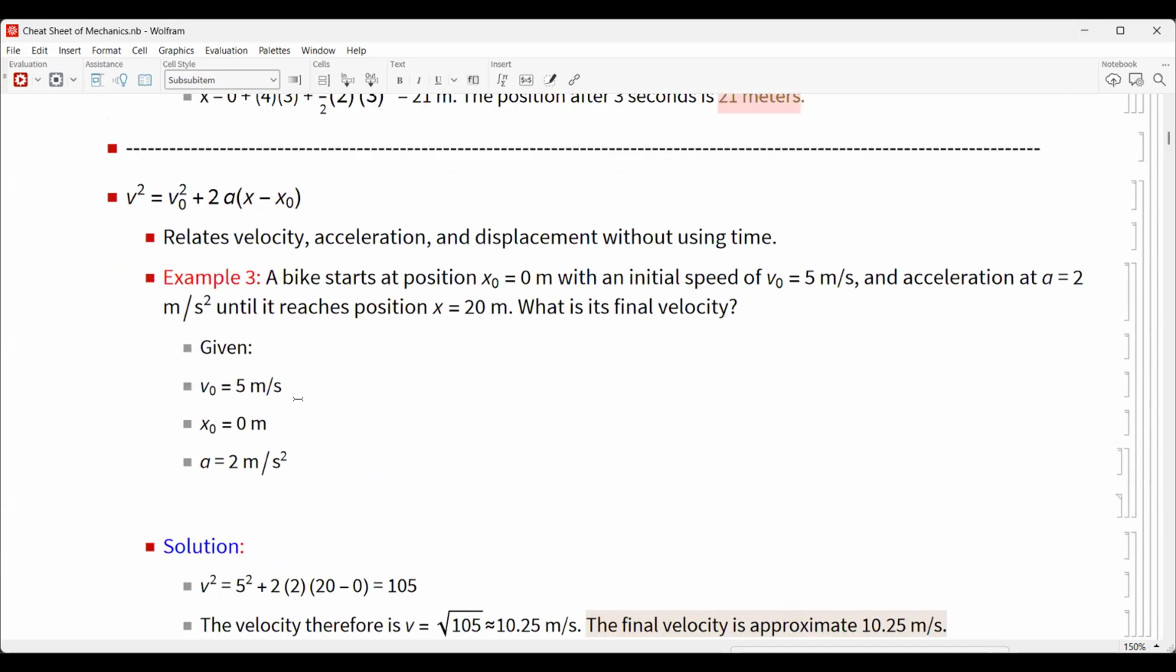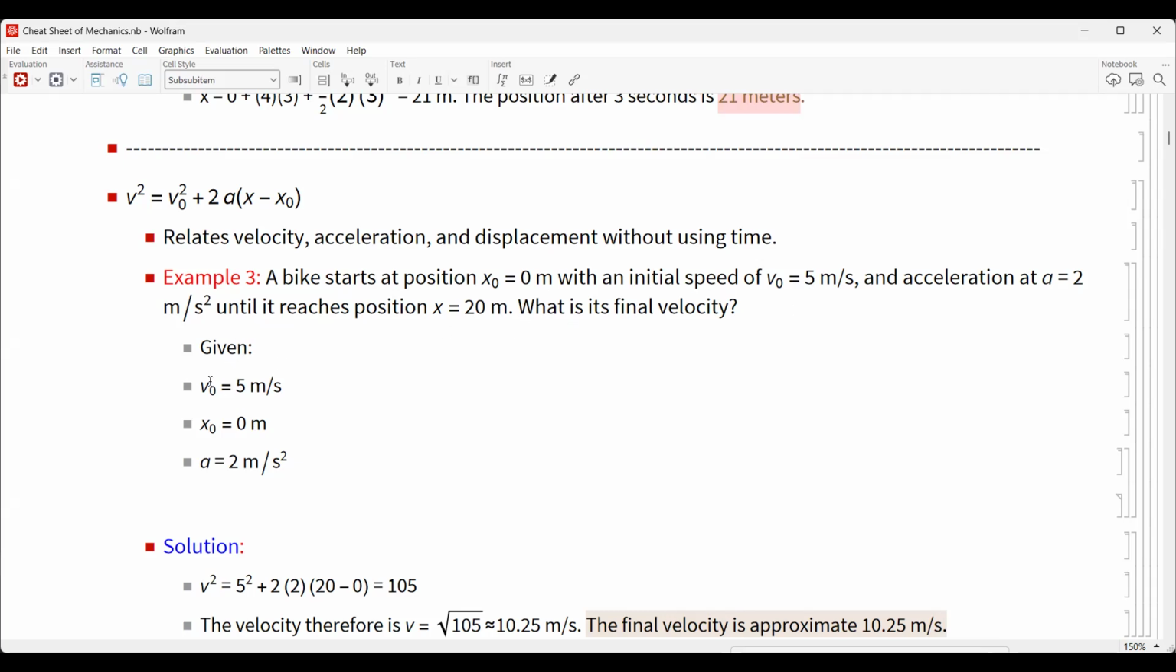Okay, this next equation relates velocity, acceleration, and displacement without using time. Okay, so we have an example here. A bike starts at position x sub 0 equal to 0 meters, with an initial speed of v sub 0 equal to 5 meters per second, and acceleration of 2 meters per second squared, until it reaches position x equal to 20 meters. What is its final velocity?